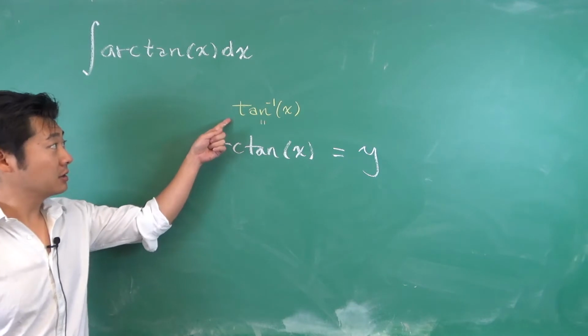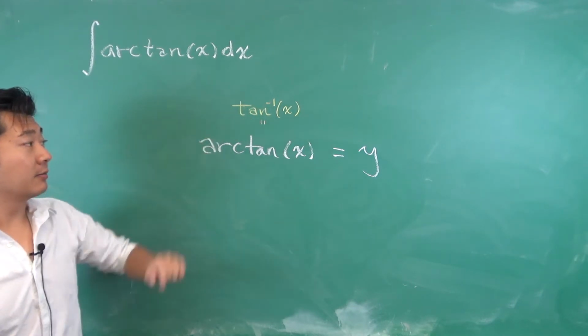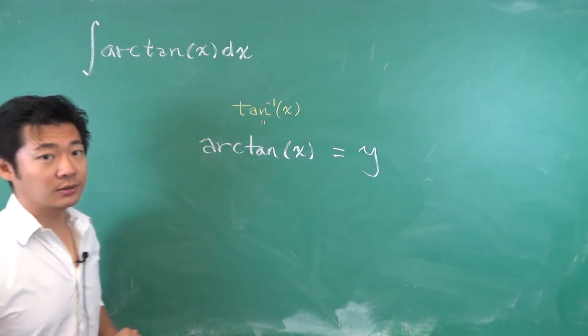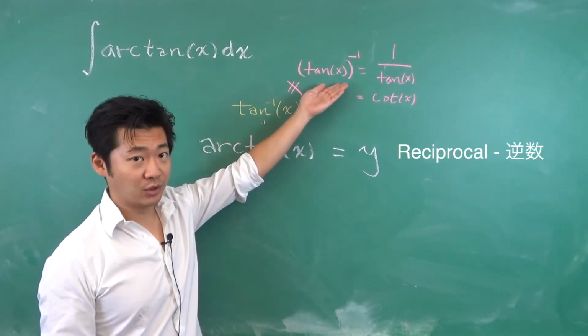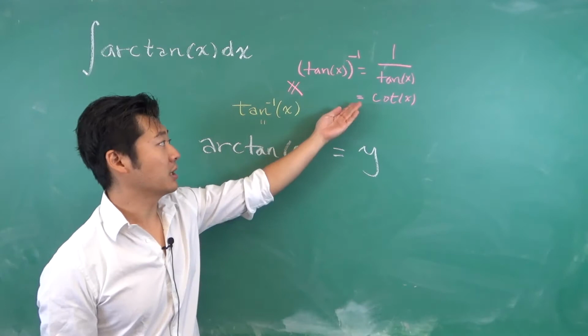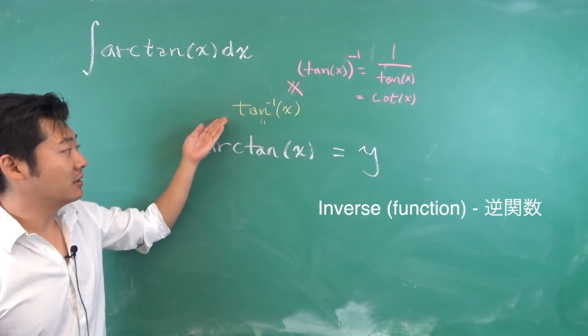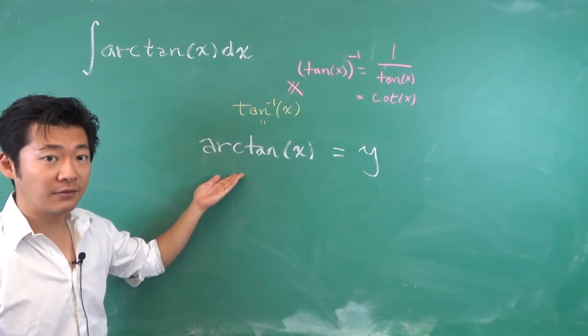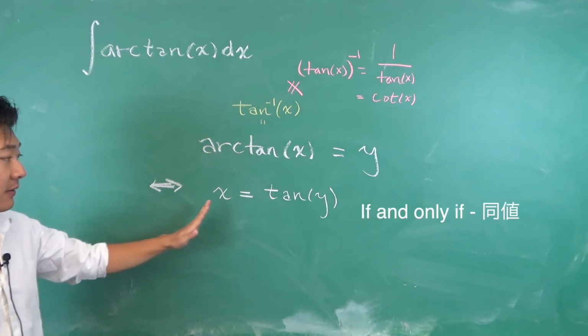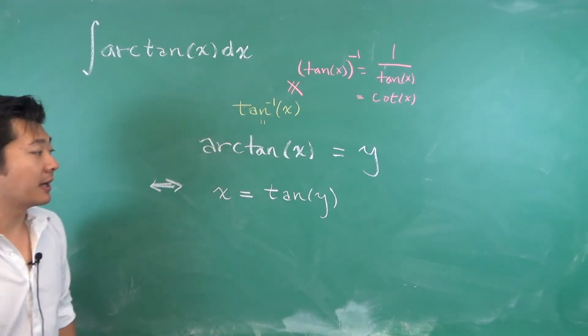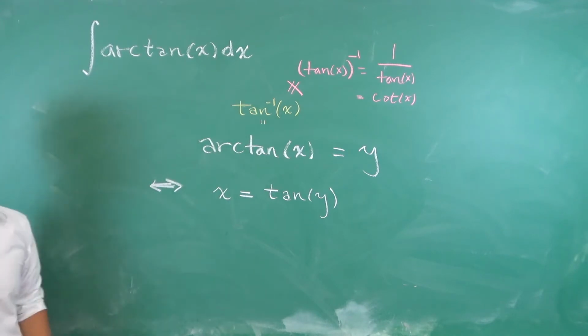So first, let's review what arctangent is. Sometimes the notation is tan with a negative 1 here, but it's not equal to tangent of x to the negative 1, which is the reciprocal of tangent, which would be cotangent. But here we have the inverse tangent. So this definition is arctangent of x is equal to y if and only if x is equal to tangent of y. Now to integrate this, I'll do it in two ways.